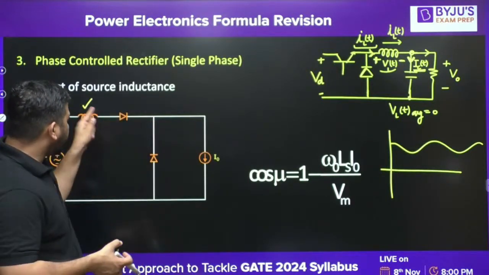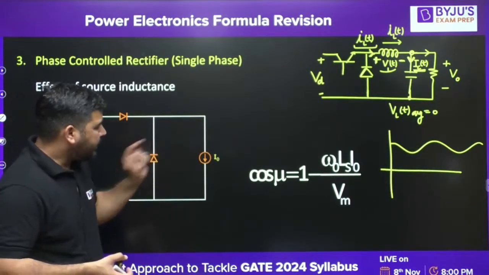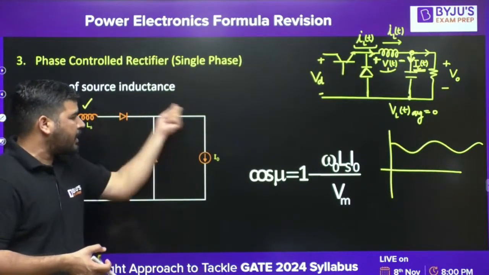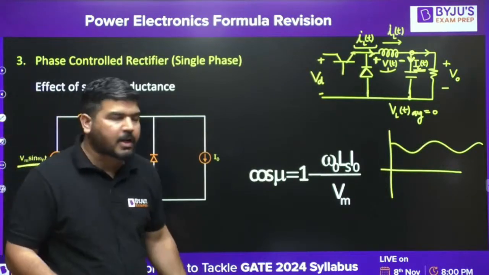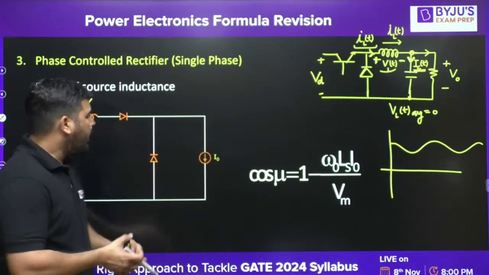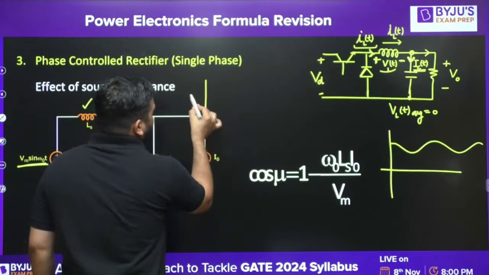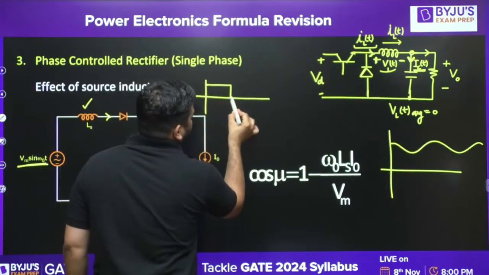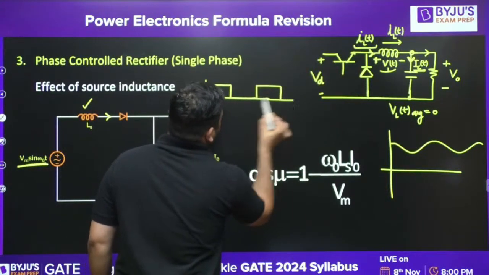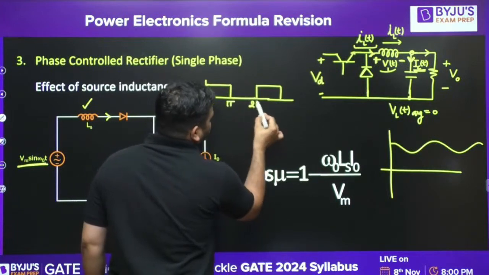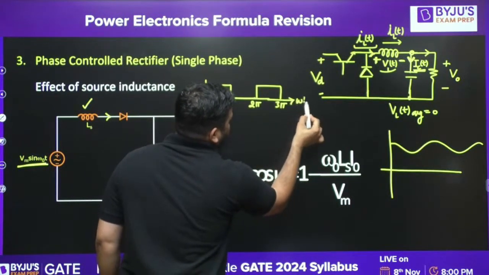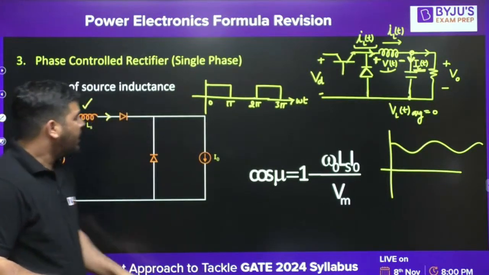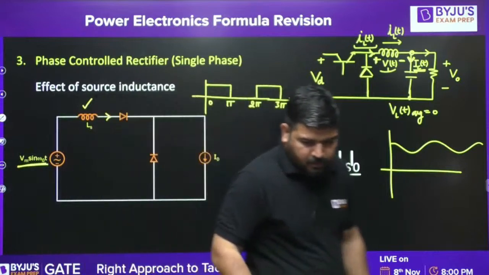If there were no source inductance, then whenever this is positive, this diode will conduct. Whenever this is negative, this freewheeling diode will conduct. So there will be an abrupt change of current here. If you draw the source current with no source inductance, the current will be like this: the source current over 0 to pi, 2 pi and 3 pi. If you don't know how this came, you have to revise this topic. So this is the basic of the effect of source inductance.